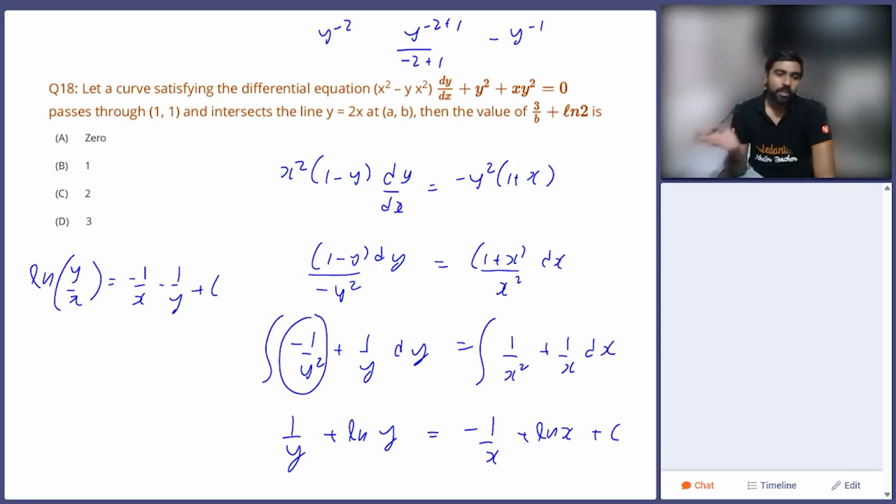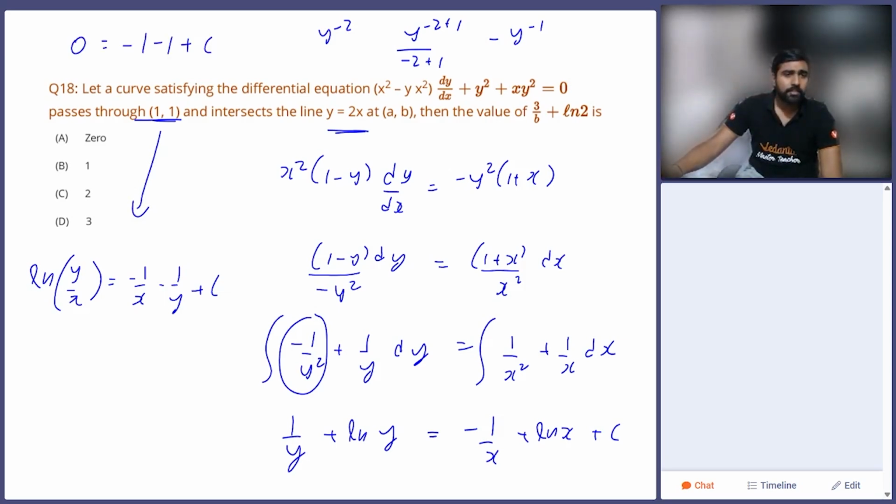Okay, so let's put y equals 2x. I need to find the point of intersection with y. It passes through point 1, 1. So if you substitute 1, 1, what are you getting? ln 1 is 0. That's equal to minus 1 plus c. So c will be equal to 2 over here. Okay, my final expression is ln y by x equals minus 1 upon x minus 1 by y plus 2.